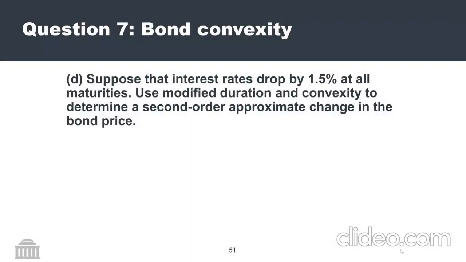Now, in this question, we will use both modified duration and convexity that we computed in part B to determine a second order approximate change in the bond price. The second order approximate change in the bond price is given by the following expression. So it's the original price multiplied by negative modified duration multiplied by the change in YTM plus the convexity of the bond multiplied by the change in YTM squared.